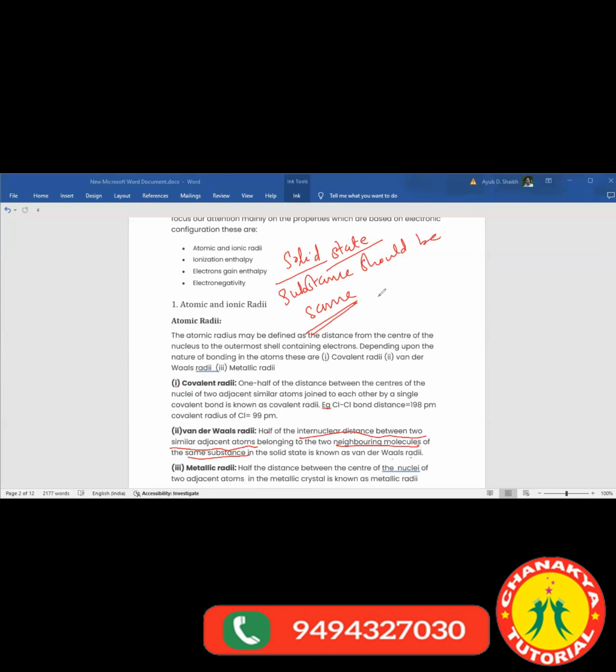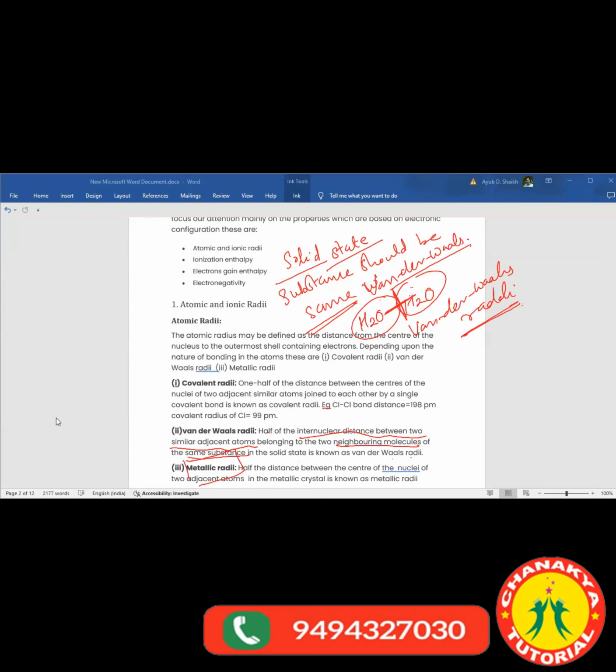Fine. For example, suppose you take a water molecule. So this is an H2O molecule. Here also it would be an H2O molecule. They have a force in between, right? They attract each other with what? Van der Waals force. And whatever half distance in between, that half distance is nothing but van der Waals radii. Understood? I hope you understand about it. Similar way you have to learn about the metallic radii as well.